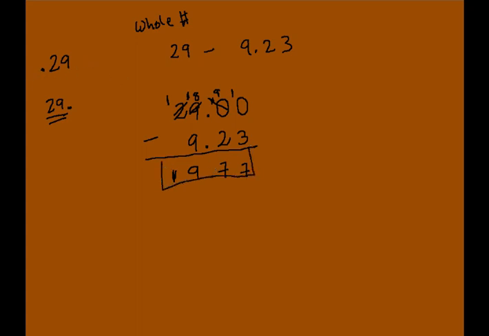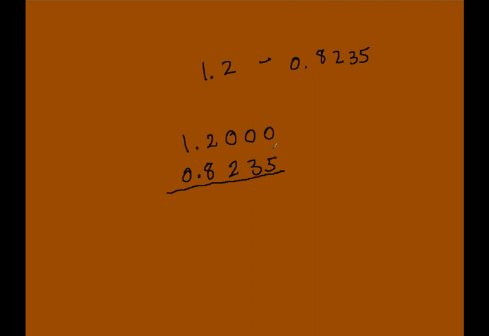Let's do one last example. So let's say that you have 1.2 minus 0.8235. Again, let's set up the problem by making sure that the decimal points are perfectly aligned. So pretty much each number after the decimal should have a number on top of it or below it. So here, this is not the case, so I put a 0. So I can have a number here, a 0, so this one can have a number. And I put a 0 here, so this one can have a number.